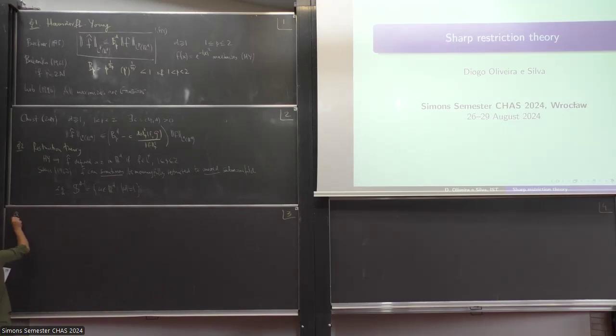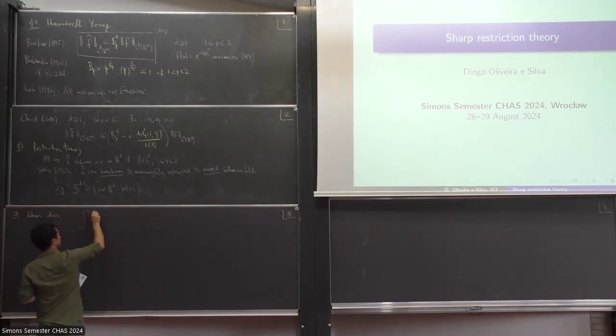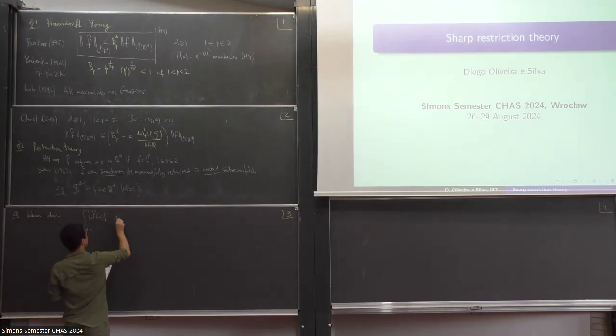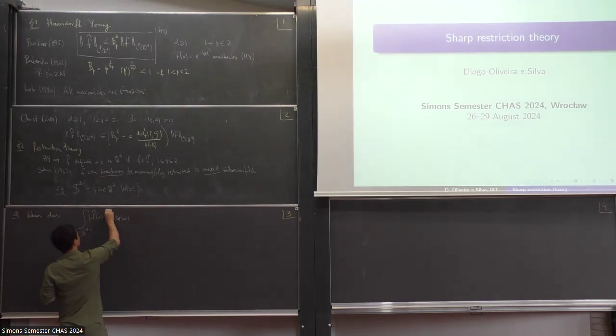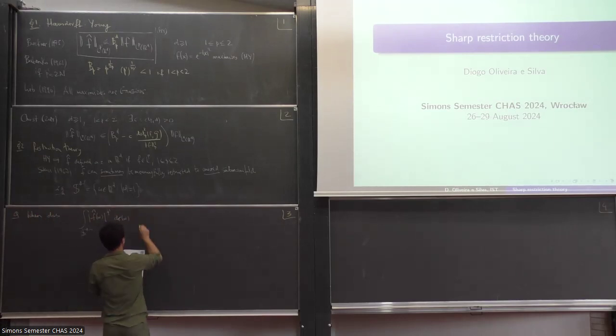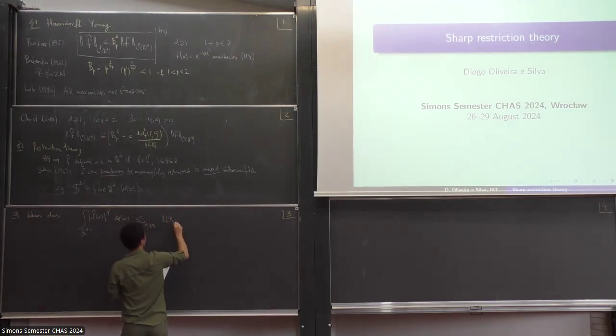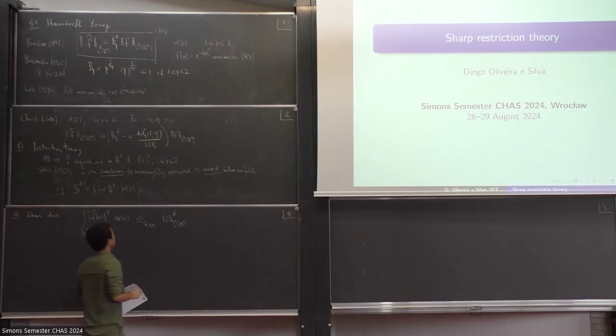Okay, so the question is, when do we have a restriction inequality? So when does an estimate like this hold, where we take the Fourier transform and integrate over the sphere with respect to the surface measure. Let's say that we want an L^q' to L^p' inequality. There's a constant that, in principle, can depend on the dimension and on the exponents p and q, and we start with an L^q' function on R^d.